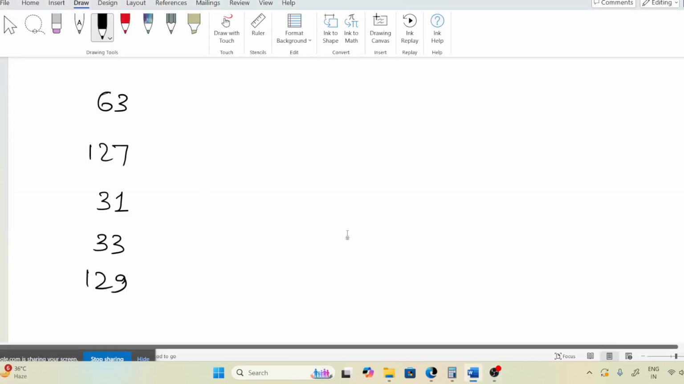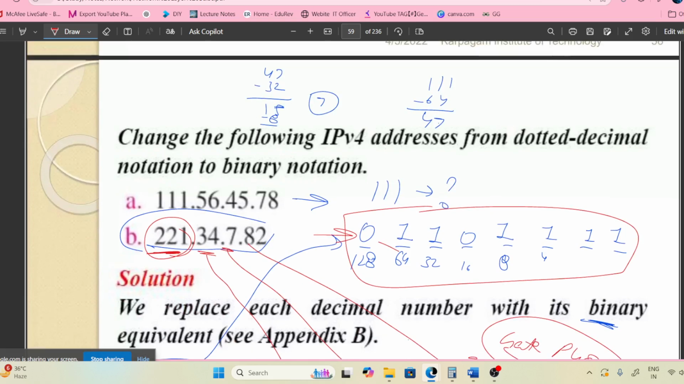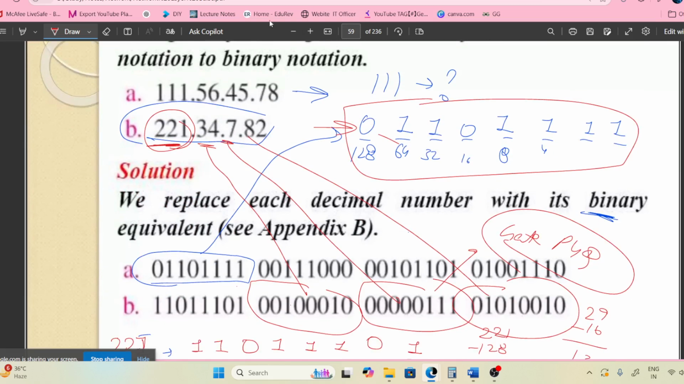In this class, we are going to see a short trick for converting a number. Maybe in the exam, you can see this question. Let's suppose this is an IP address which I need to expand. How can I expand this IP address? Let's suppose this number is 111, 56, 45, 78. How can we expand this number? What is the short trick?